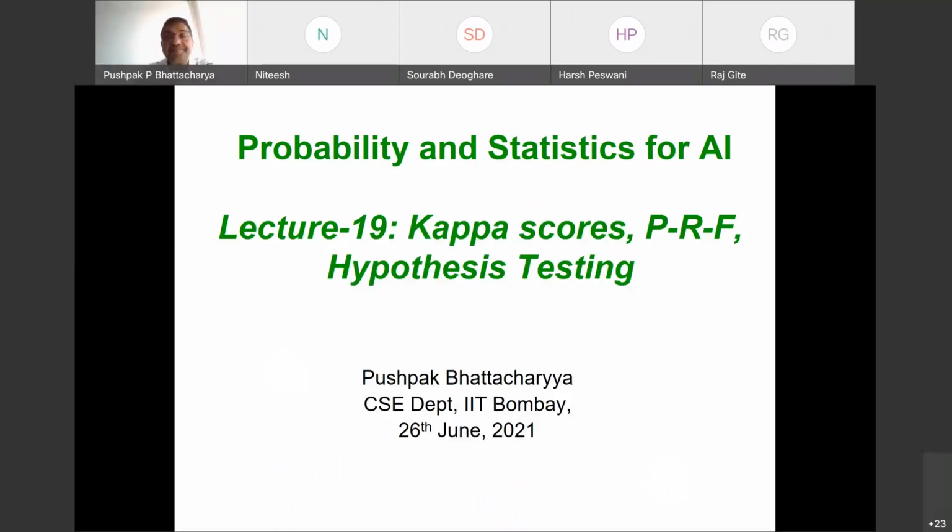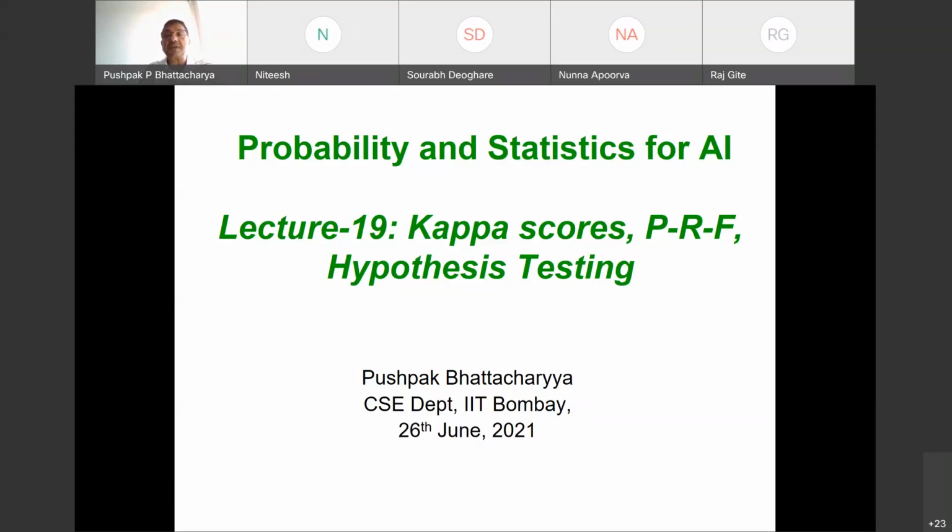Okay, let's begin. As you know, we have been discussing inter-annotator agreement. We have to take inter-annotator agreement very seriously, especially in the context of our Lab 2. I'll spend some time today discussing problems and situations where we have to take inter-annotator agreement quite seriously. And inter-annotator agreement is expressed by what are called Kappa scores.